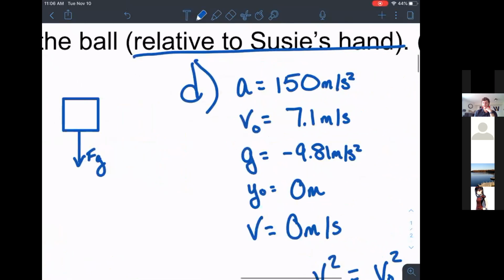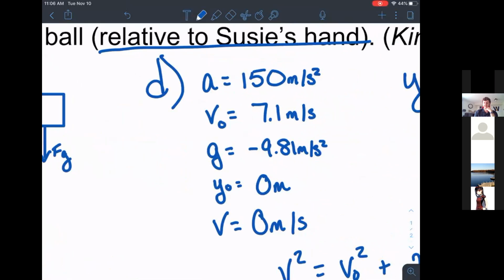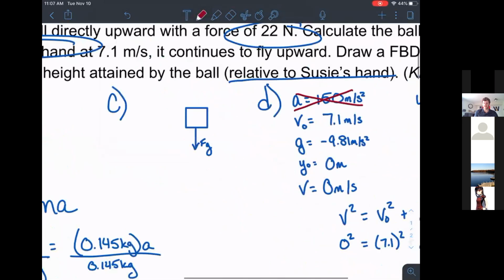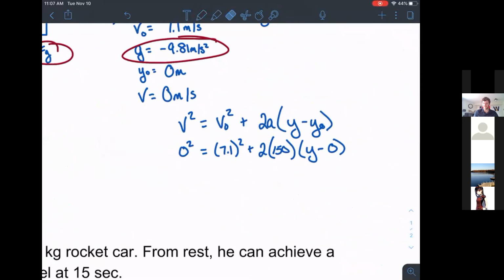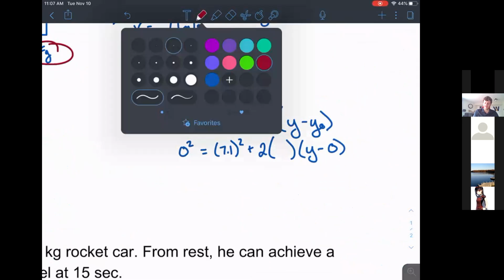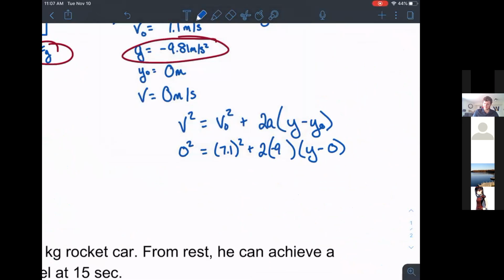Exactly. Our only acceleration in this case is going to be that negative 9.81. The acceleration from the applied force is not going to be helpful because the only force we have is gravity. So the only acceleration happening is gravity's at this point. So we are going to replace this 150 with gravity's value of negative 9.81. Now we can finish solving.